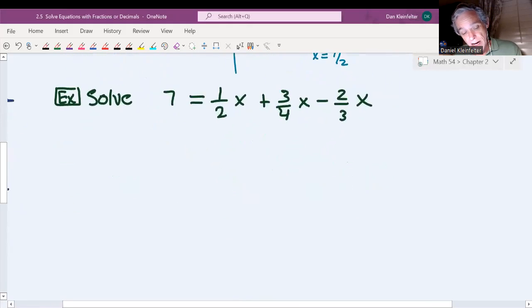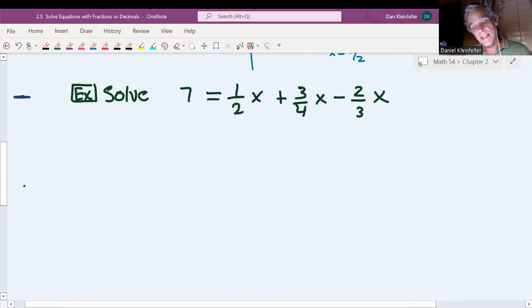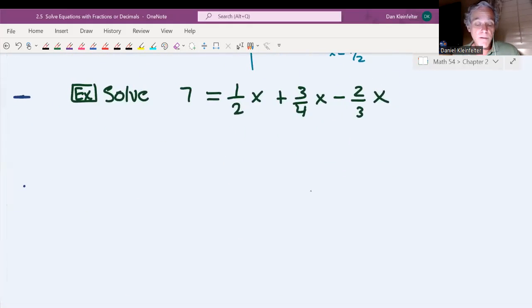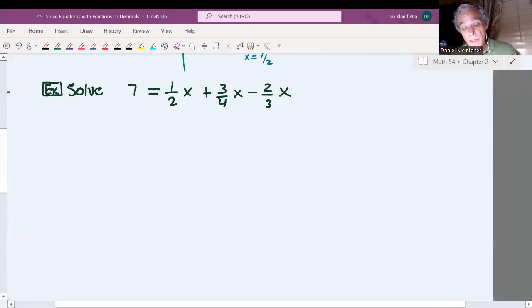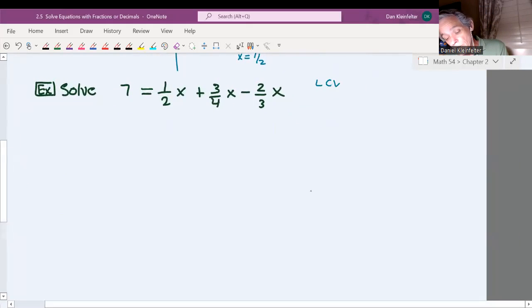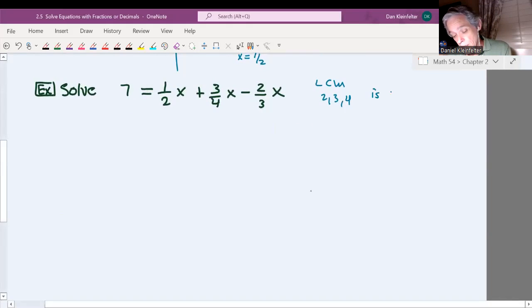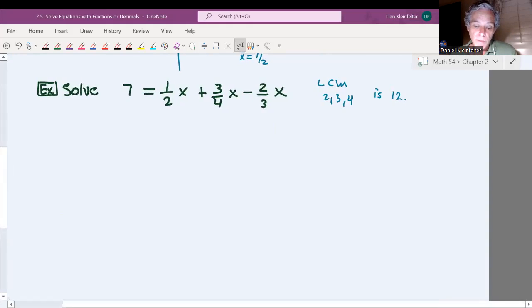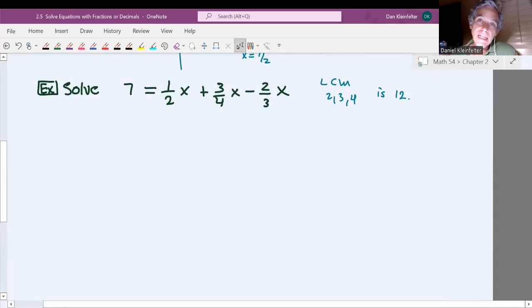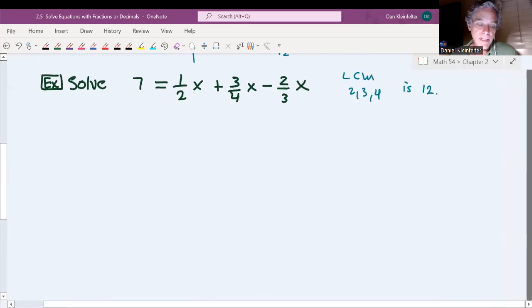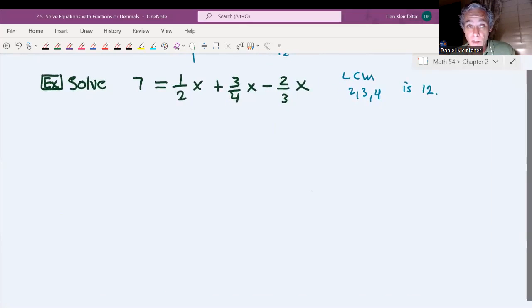So let's try that right now with this one. We've got 7 equals, and then 3 terms on the right side that have denominators of 2, 3, and 4. The LCM for 2, 3, and 4 is going to be 12. So we're going to multiply both sides by 12. If you picked a bigger number, if you multiplied all 3 together, getting 24, it'll work. It's just that you're going to have bigger numbers. So usually we want to pick the LCM. So we're going to have both sides times 12.